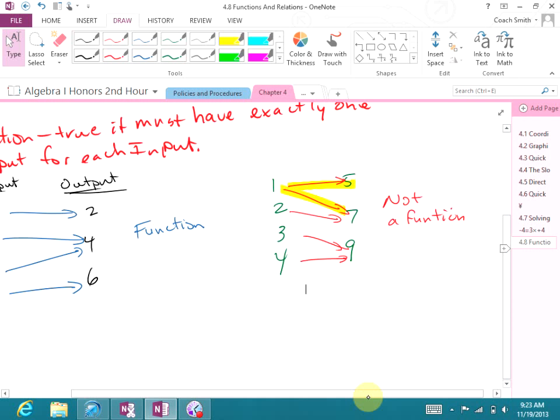Now, you can have the same output value for two different inputs. Okay, so for example, the 3 and the 4 being the output of 9, that's fine. That can happen. Just like we had over here, we had 2 and 3 both had the output of 4. That's okay for a function. Okay, it's when the input has two different outputs, that's when it's not a function. It can't be a function.